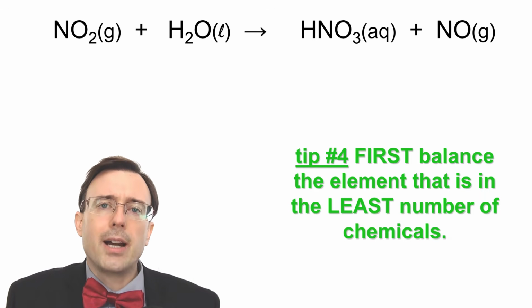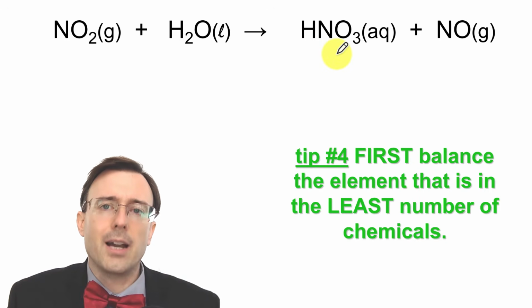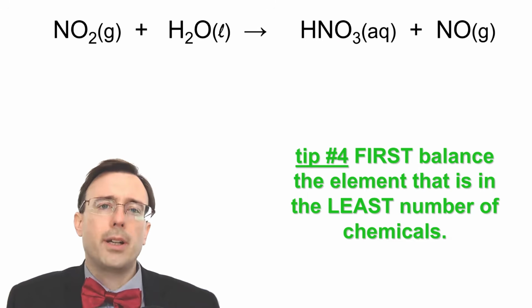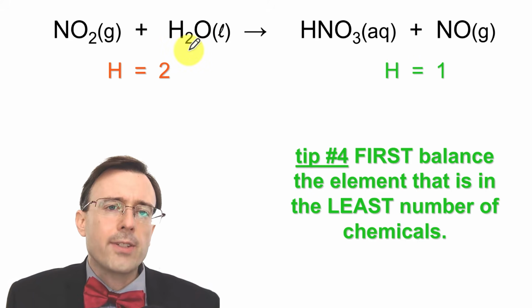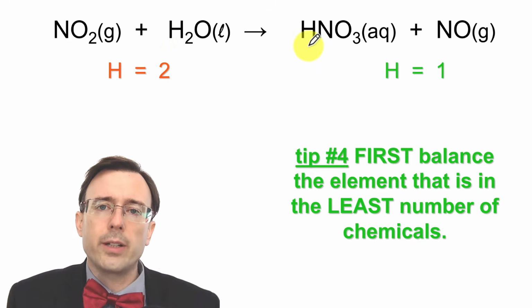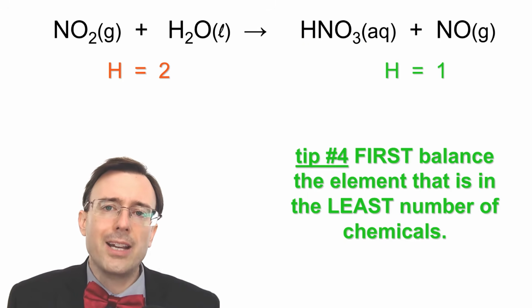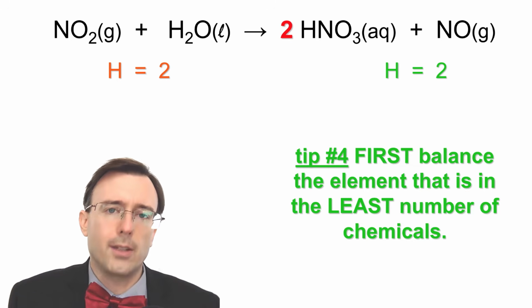That's right, we should balance hydrogen first because there's hydrogen in this chemical, and that's it. Hydrogen's only in 2 different chemicals. Because hydrogen is only in 2 different chemicals, it's going to be a lot easier to start with hydrogen. Let's check it out. On the left side, we have 2 hydrogens because of this subscript right here. And on the right side, we have only 1 hydrogen because there's no subscript or no coefficient in front of HNO3. And so the only way that we can balance this hydrogen here is to put a 2 right here in front of HNO3. That's going to give us 2 hydrogens on both sides of the equation.